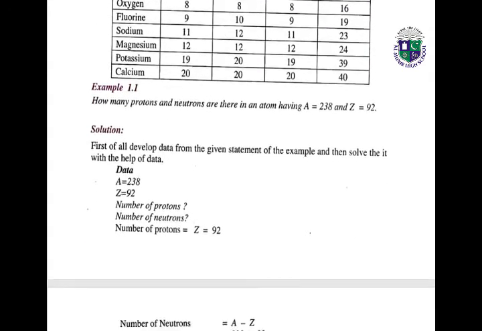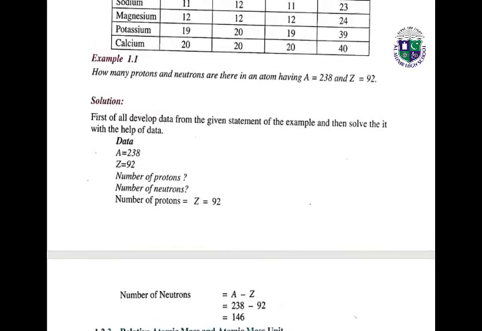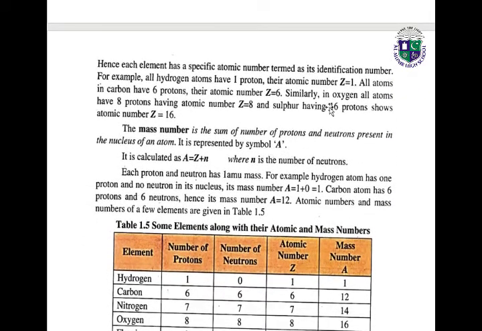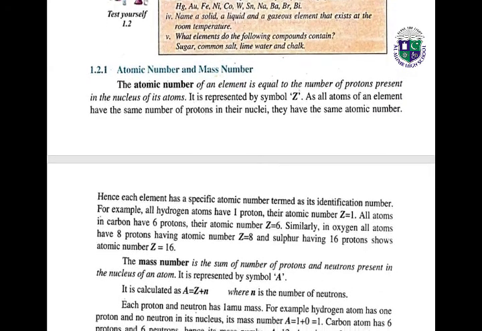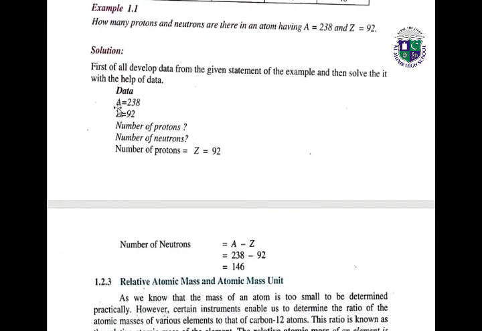Next we have the example: how many protons and neutrons are there in an atom with A equal to 238 and Z equal to 92? First of all, develop data from the given statement. A is 238, which is given, and Z is 92, which is also given. So students, what are A and Z? You have to remember it. The mass number is A and Z is the atomic number.